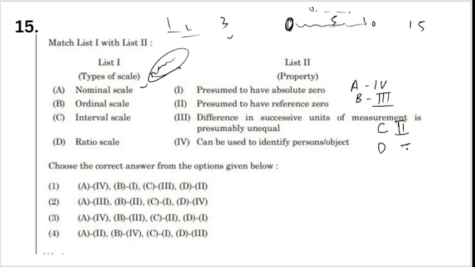So A4, B3, C2, D1. So 3 is going to be our answer. Right. Okay, then moving ahead with the next question.